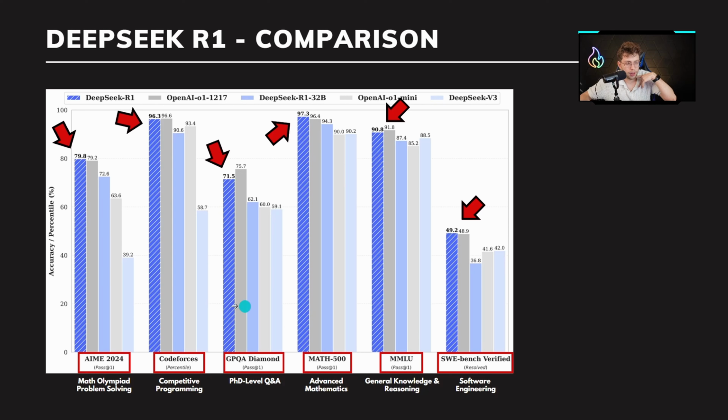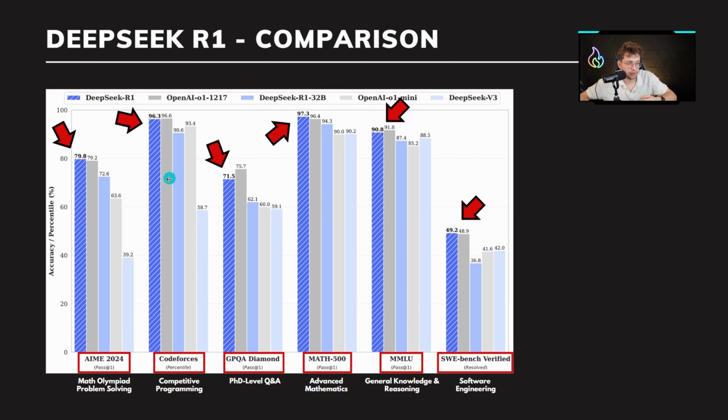Right there, as usual, we've got our explanation. Codeforces means competitive programming. Math 500 is advanced mathematics. GPQA Diamond is PhD-level questions and answers, and so on. Here you can look at some statistics. Actually, R1 performs very well in each test. For example, Math Olympiad problem solving is actually the best. The difference between R1 and OpenAI o1 is basically nonexistent. However, remember that R1 we've got for free and other models we need to pay for.